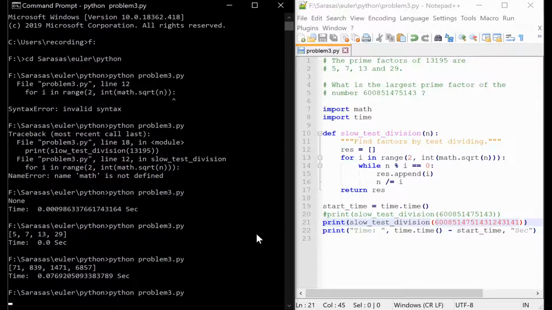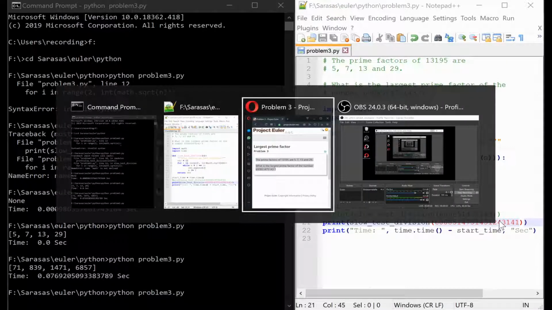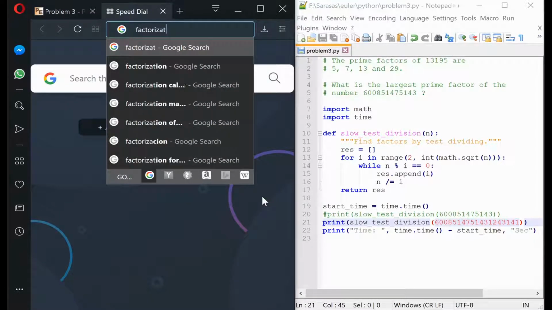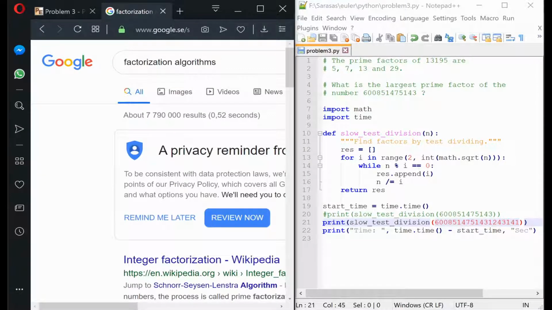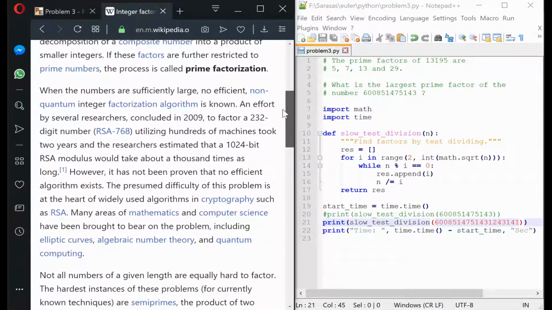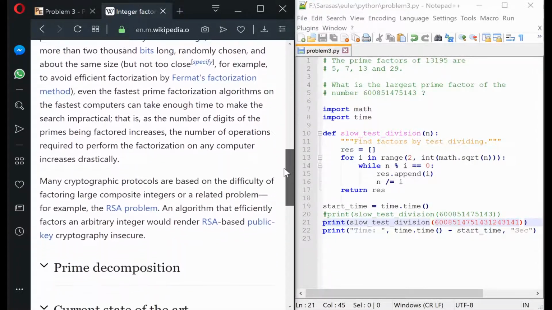As you see, the program doesn't respond. Clearly I chose a number which didn't have any small dividers. So while it's running, let's talk about factorization. I think Wikipedia has a rather good article about this. So it's a long article, but it's interesting.